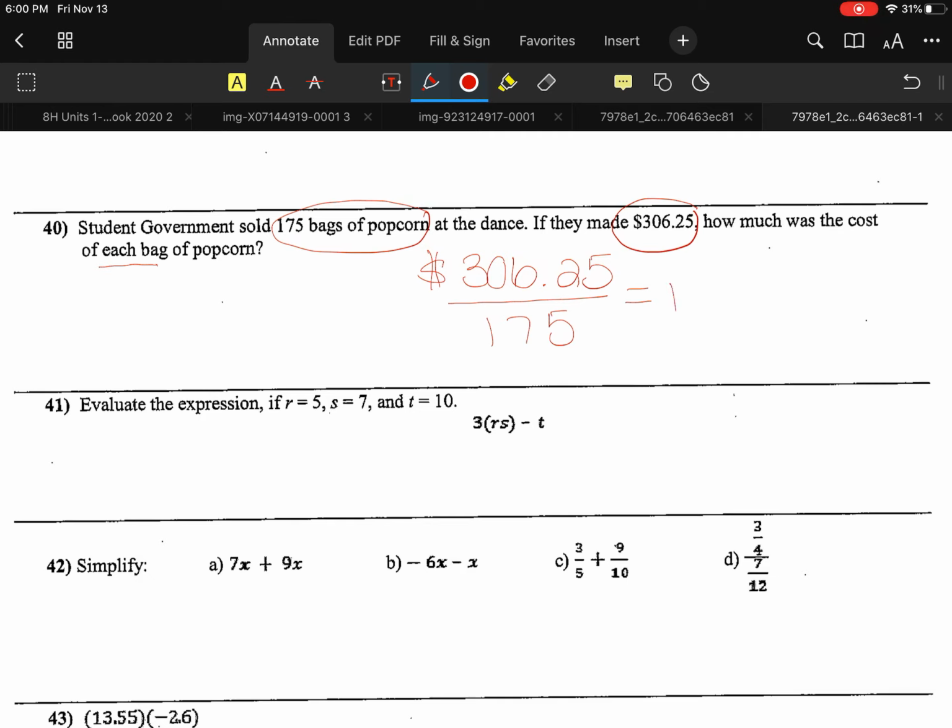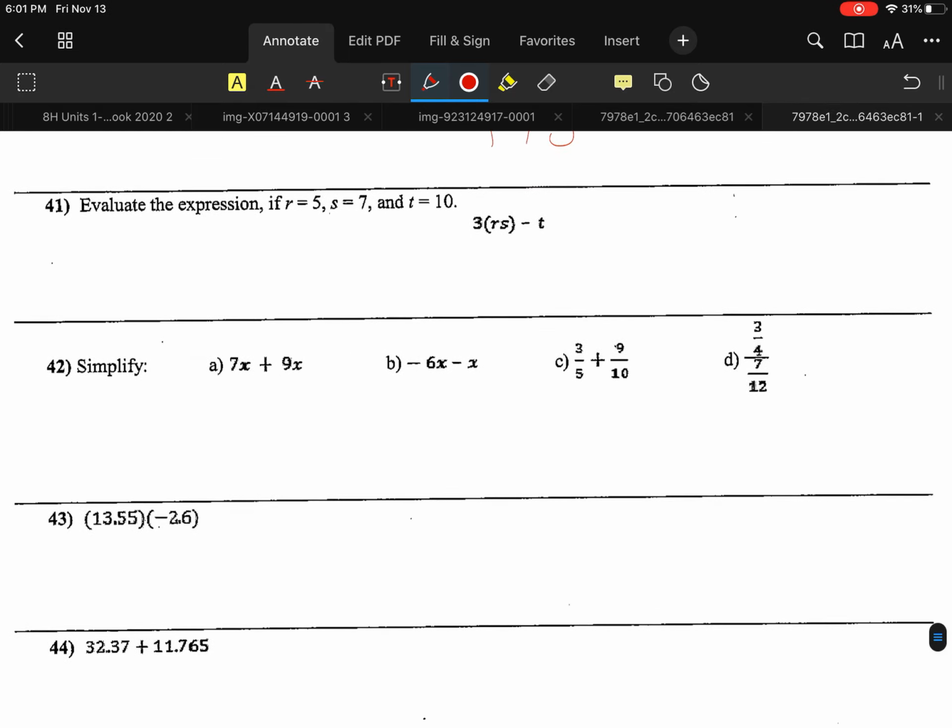So I get a very long, ugly, nasty decimal. So it's money. $1.75. You want to make sure you round to the nearest hundredth. So it's $1.75 per bag.